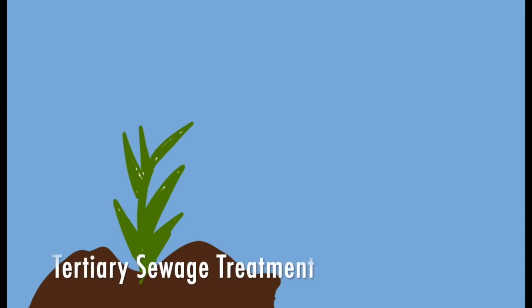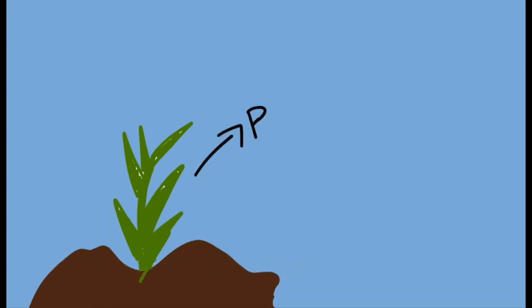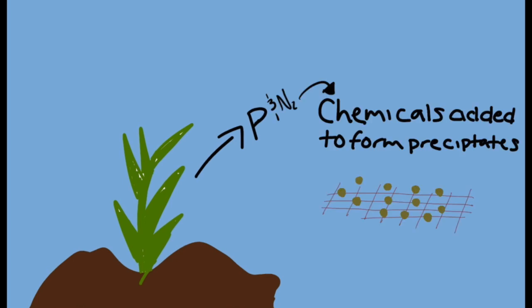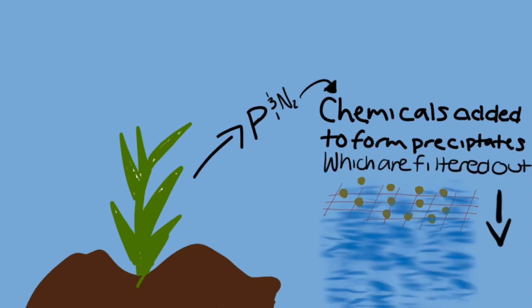Moving to the tertiary treatment, specific pollutants left, such as excess nitrogen and phosphorus, are removed. Oftentimes, chemicals are added to form precipitates which can be easily filtered. These processes can be very expensive due to specialized equipment required for filtration.